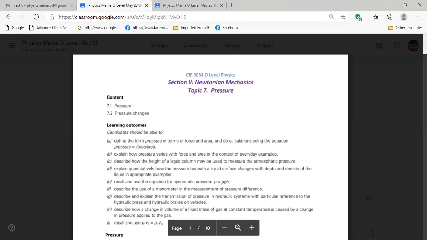G, describe and explain the transmission of pressure in hydraulic systems, with particular reference to the hydraulic press and hydraulic brakes in vehicles. H, describe how a change in volume of a fixed mass of gas at constant temperature is caused by a change in pressure applied to the gas. I, recall and use P1 V1 equals P2 V2.